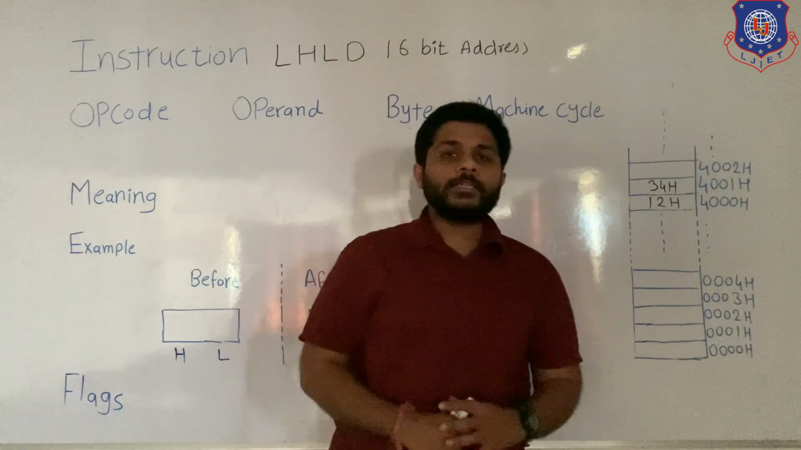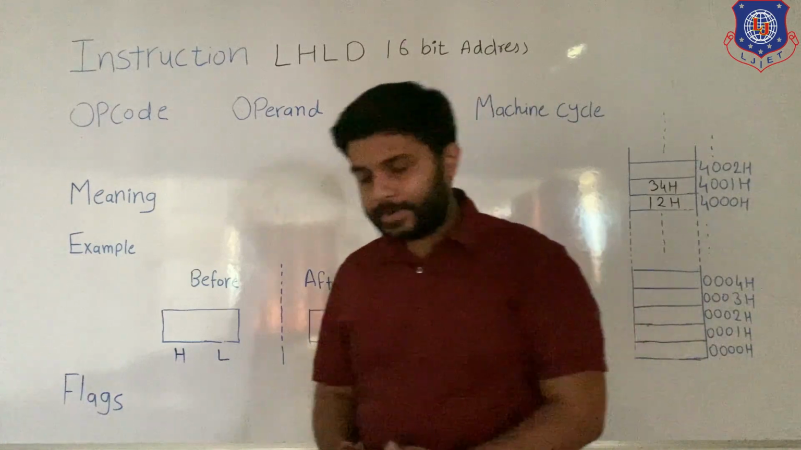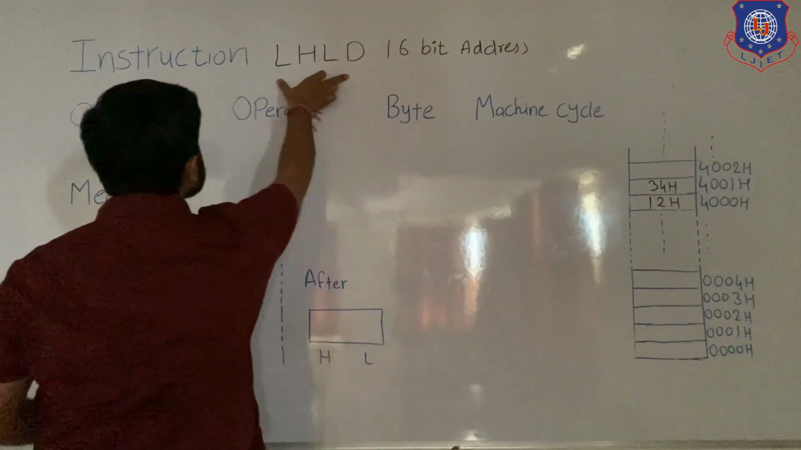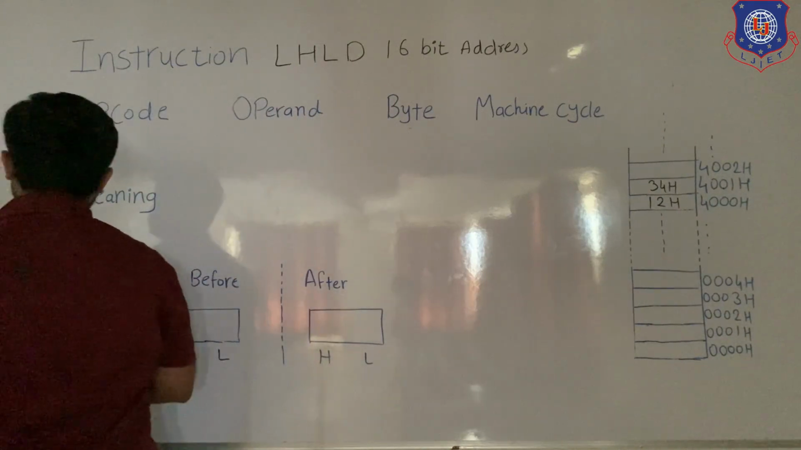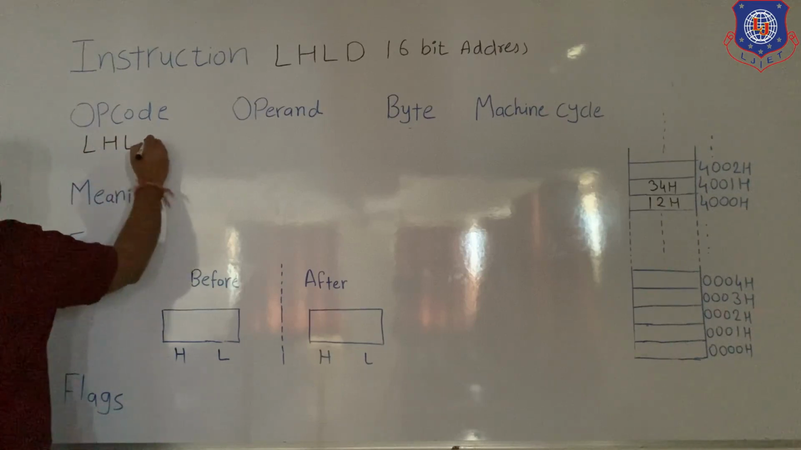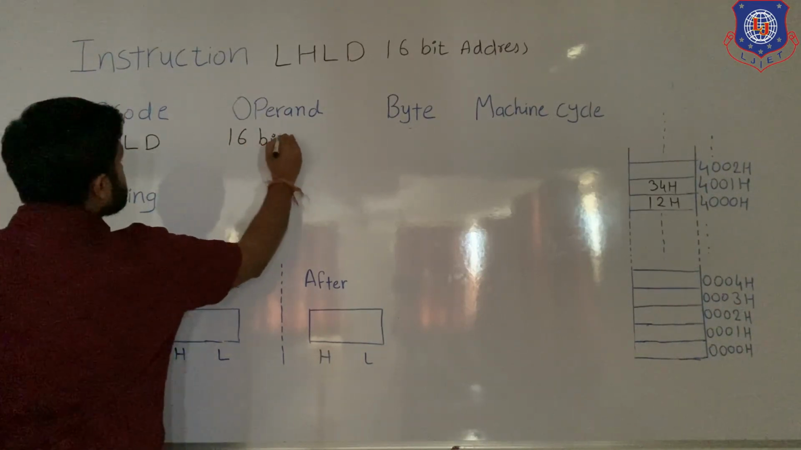Okay students, now let's see the next instruction, that is LHLD 16-bit address. You know that for any instruction the first part is known as opcode. So in this instruction the first part is the opcode, which is LHLD. The remaining part is the operand, which is the 16-bit address.